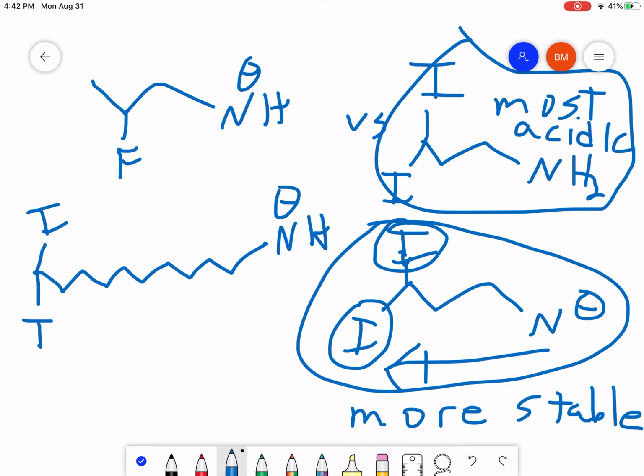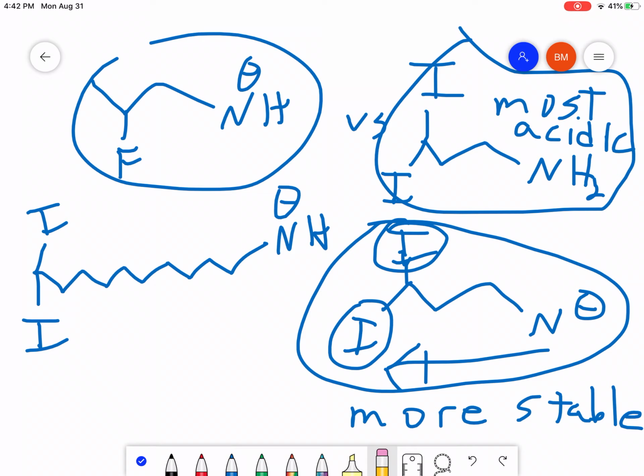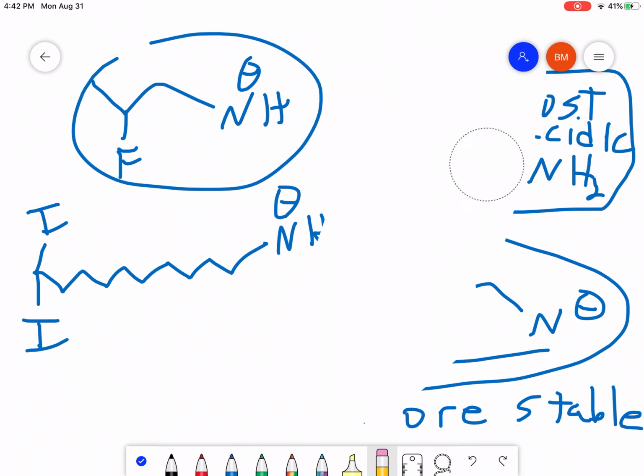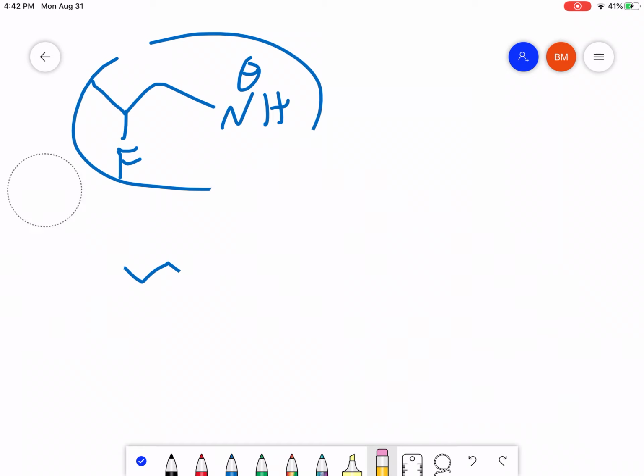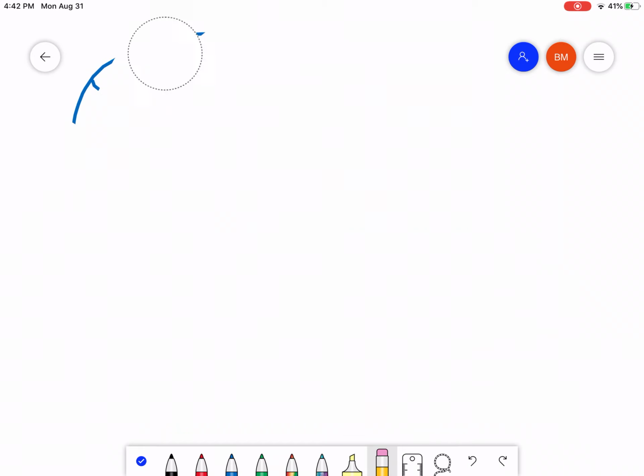In that case, the iodines are so far away from nitrogen, nitrogen can barely feel it. So in that case, this guy would be more stable, right? So you have to use a little bit of common sense. But in similar situations as in the previous example, generally speaking, the presence of more electronegative atoms means higher acidity. All right.